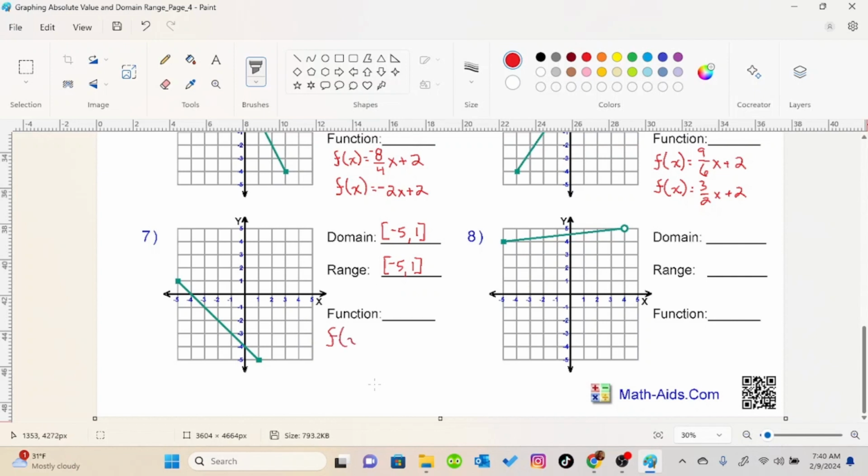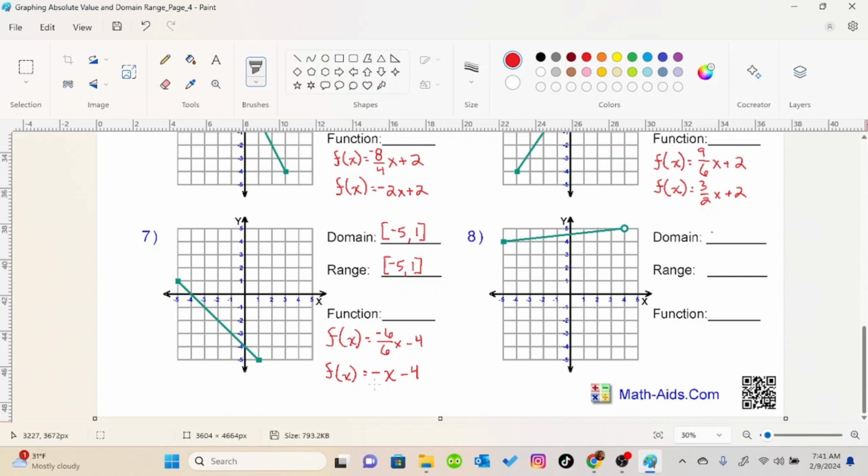Our function would be f of x equals, our slope goes down 6 over 6. And we cross the y-axis at -4. We can simplify this because -6 divided by 6 is -1. And our function is f of x equals -x minus 4.